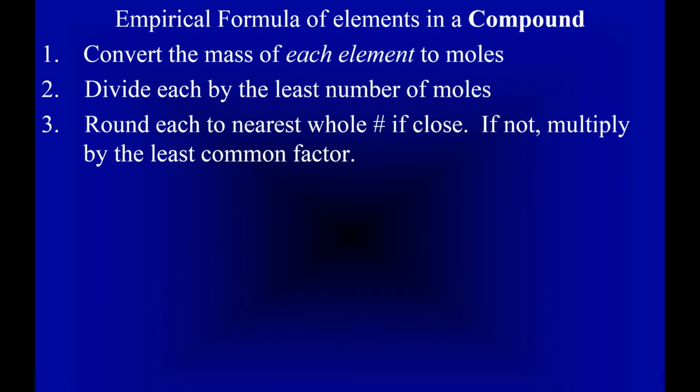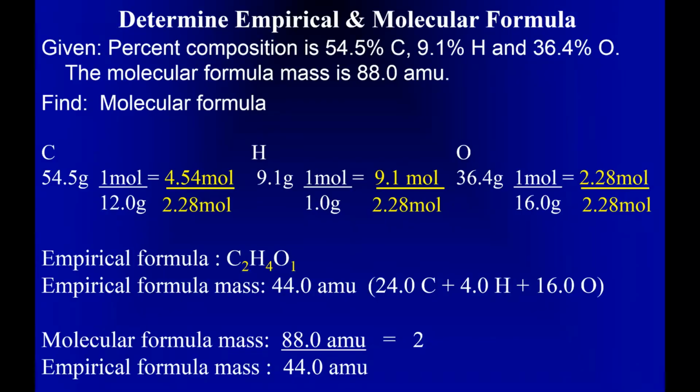Okay, simple 3 steps to finding the empirical formula. First step, go ahead and convert the mass of each element to moles, so convert grams to moles. You guys know how to do all that. And then divide each of the moles by the one with the least number of moles. And then finally round each to the nearest whole number if it's close. If not, multiply it by the least common factor. Okay, so let me show you what that looks like.